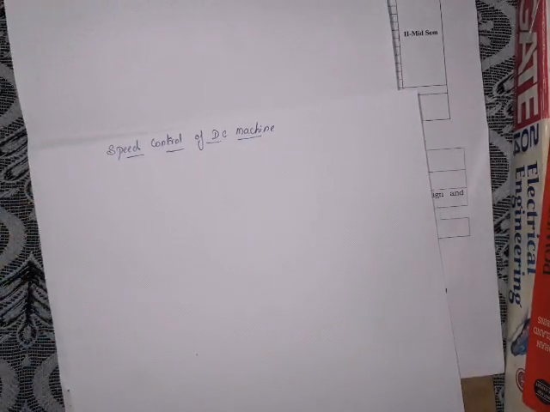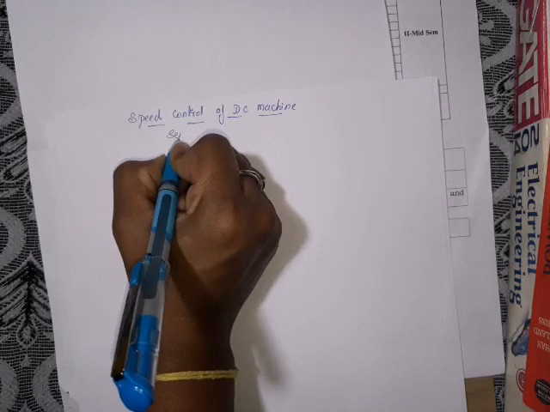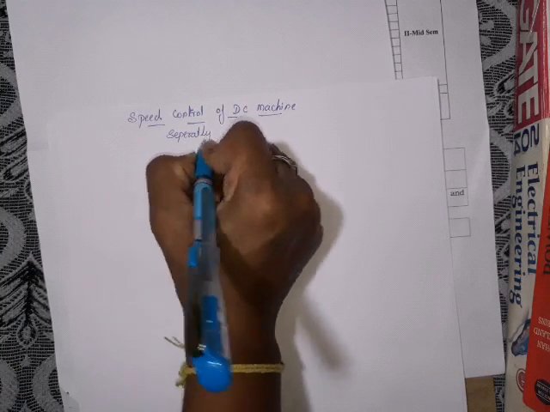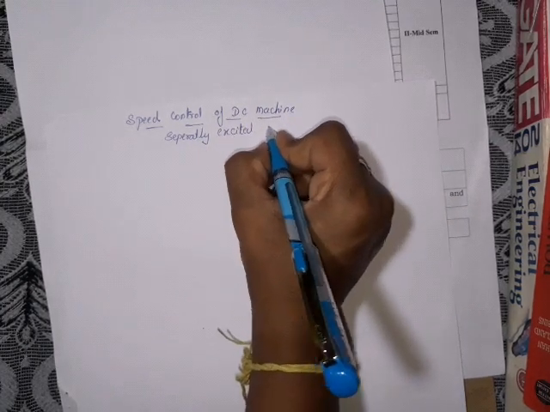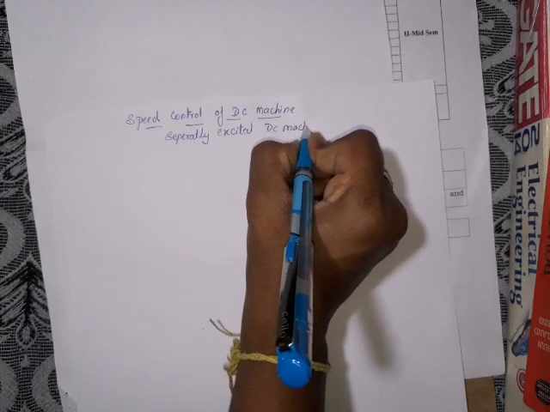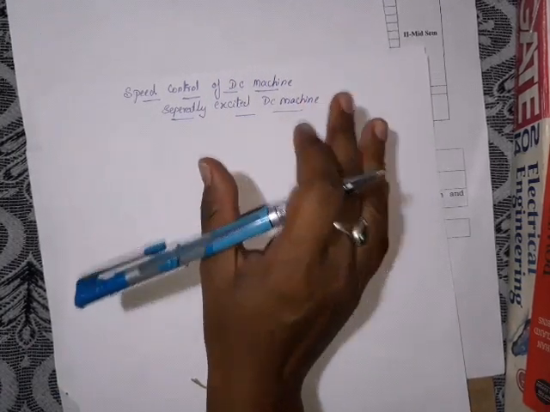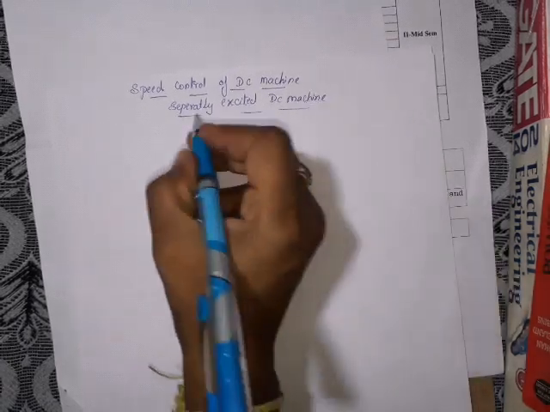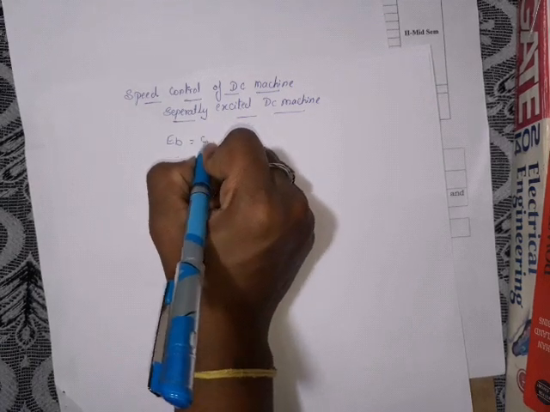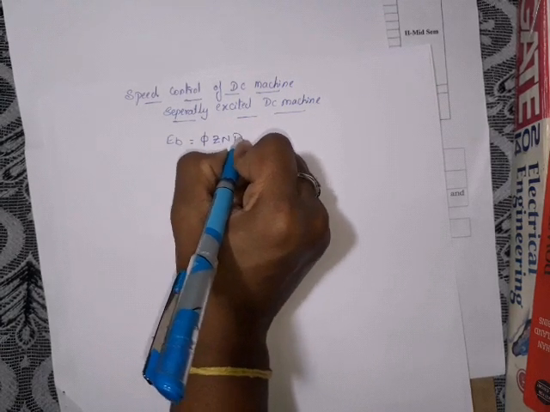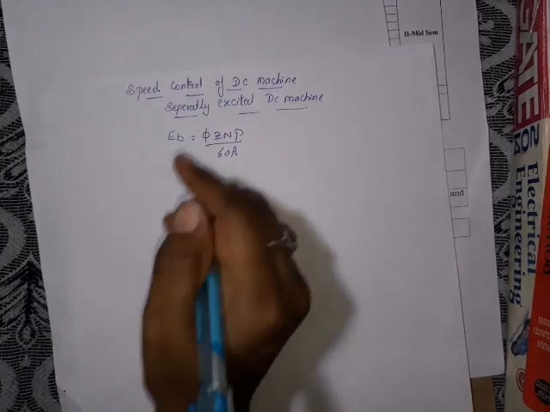So how do we do speed control for a DC machine? That is what we need to study, and that too for the separately excited DC machine. Speed control of separately excited DC machine. This is the topic. First we'll write the back EMF equation which relates the speed of the DC machine. EB is given by phi Z NP by 60A. So this is the back EMF equation.